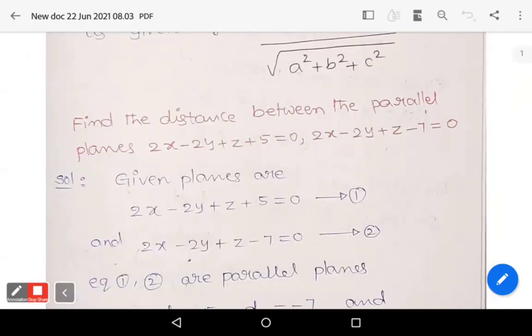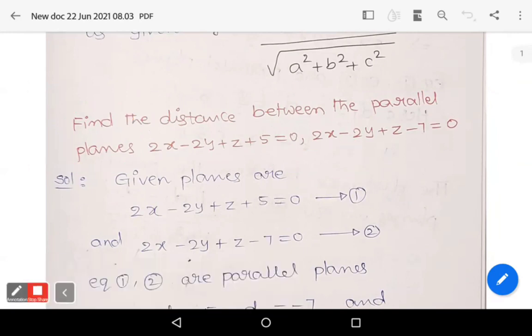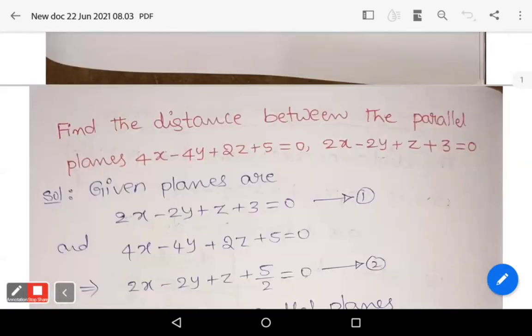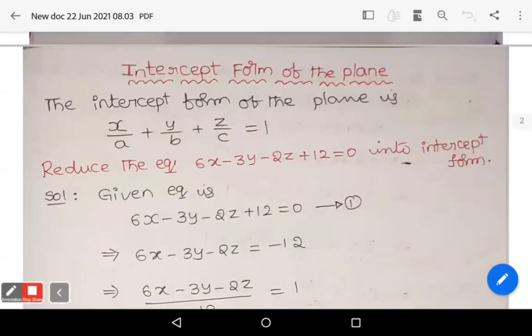It is the repeated problem for the 5 mark section. Observe that this is important for 5 marks, right? Let us go for the next method, which is very simple and easy: the intercept form of the plane.